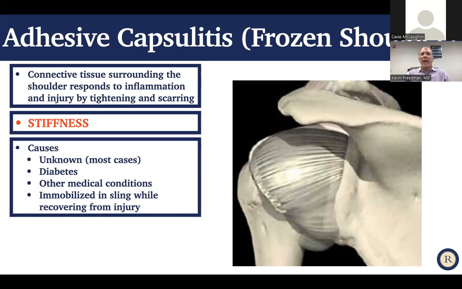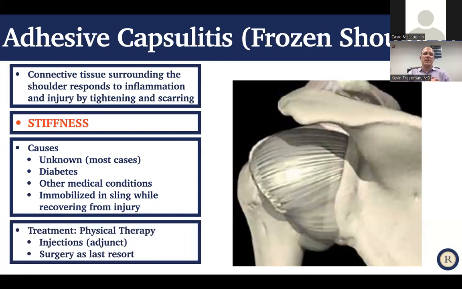Why does this happen? Most cases, again, this is what we call idiopathic. We don't know, but there are certain diseases that are associated with a frozen shoulder. There's diabetes, there's some thyroid disease, other medical conditions. Sometimes it's somebody who immobilized their shoulder for a period of time, either from an injury or possibly from surgery.